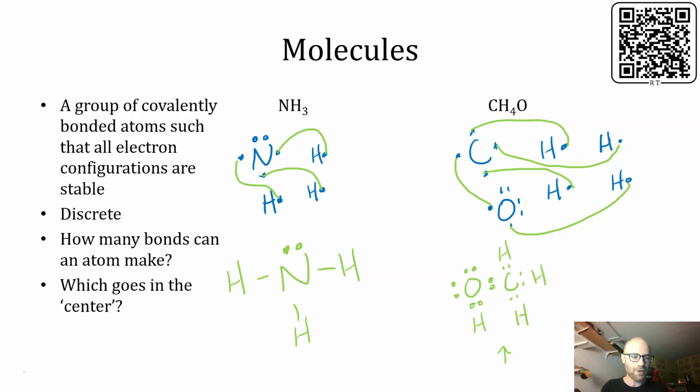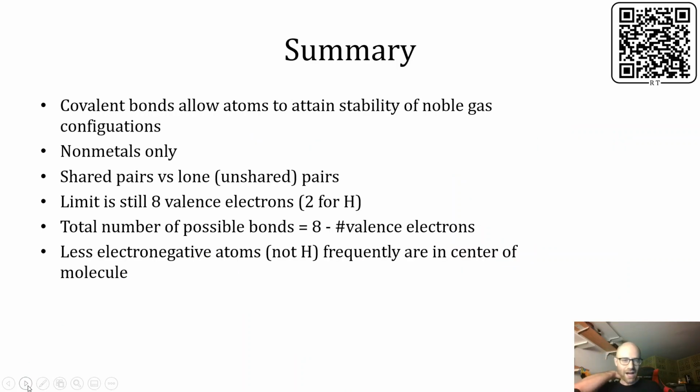So to sum things up, covalent bonding exists. It's one of the varied ways that elements interact to have a more stable electron configuration to match that nearest noble gas. It only is displayed between nonmetals with high electronegativity and high ionization energy. There is a difference between a shared pair and a lone pair of electrons. You are still limiting yourself to 8 valence electrons around an atom. The number of bonds you're allowed to make is calculated as 8 minus the number of valence electrons of an atom. And then usually you're going to put the less electronegative atoms in the middle.